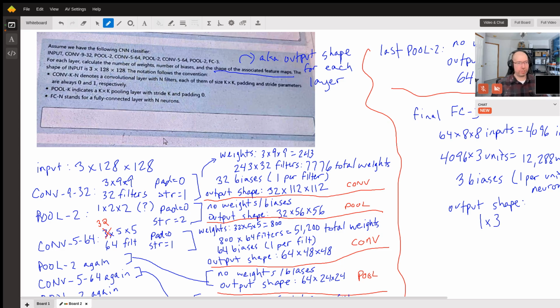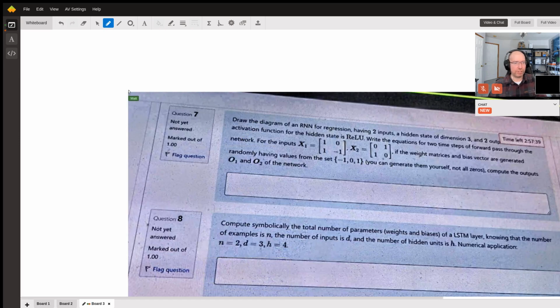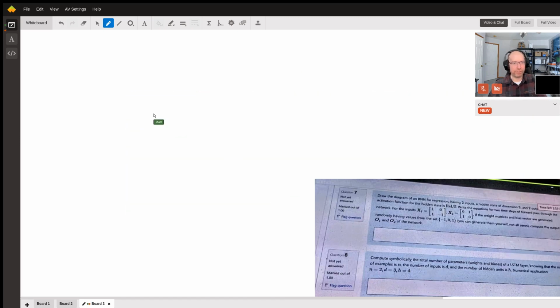Okay, so number 7. I think these shouldn't be too bad. We'll just have to do a little bit of looking up. We might be able to do 7 and 8. These are a little bit simpler. So you had 7 and 8 together, so we might be able to do those together on the same board here. Let's see. I'll put that on board 3, just the image of the questions. We'll see how that goes.